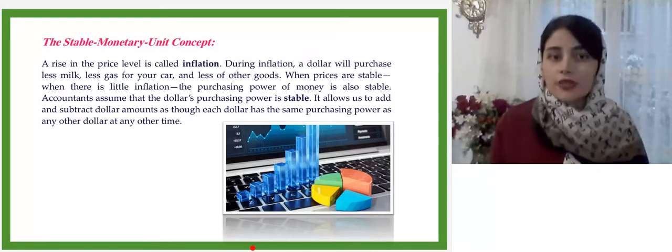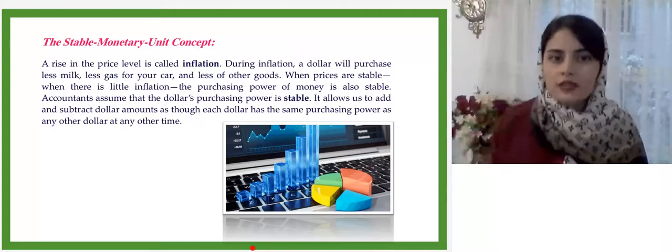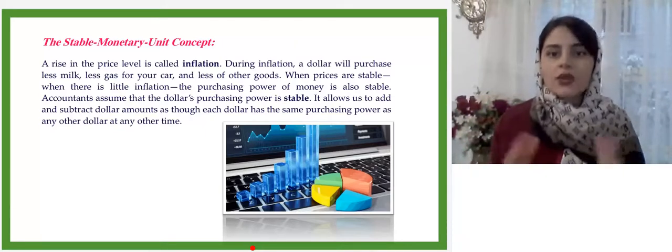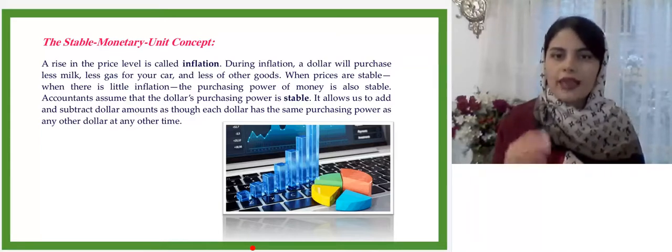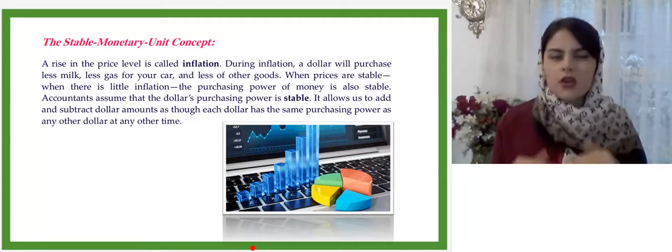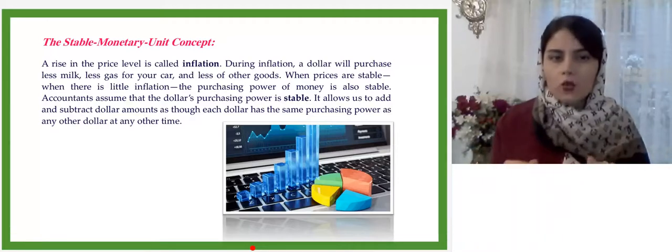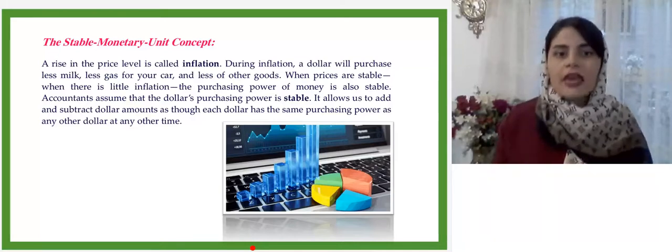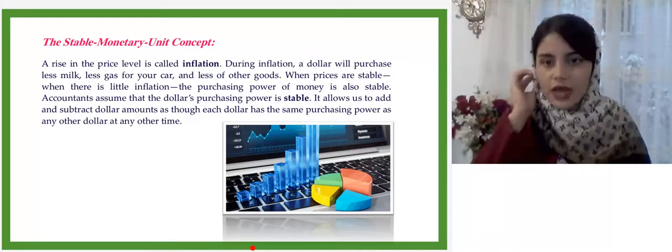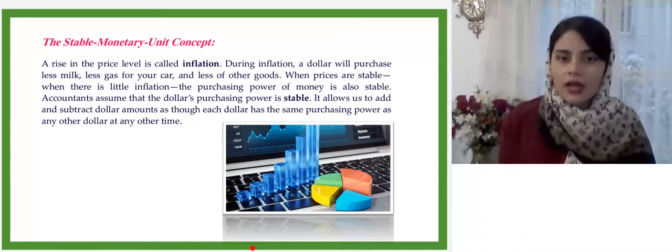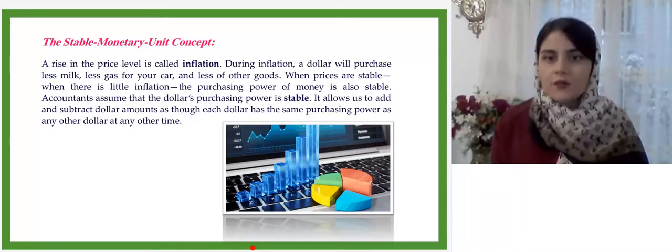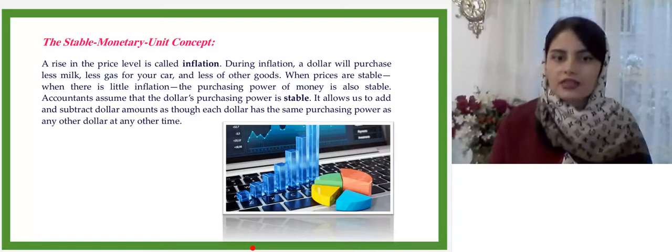The stable monetary unit concept. A rise in the price level is called inflation. During inflation, a dollar will purchase less milk, less gas for your car, and less of other goods. When prices are stable, meaning there is little inflation, the purchasing power of money is also stable. Accountants assume that the dollar's purchasing power is stable, so it allows us to add and subtract dollar amounts as though each dollar has the same purchasing power as any other dollar at any time.